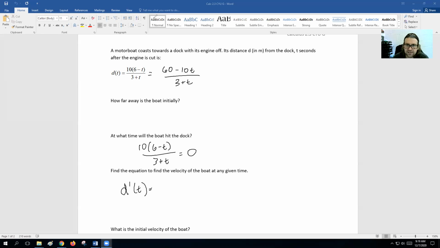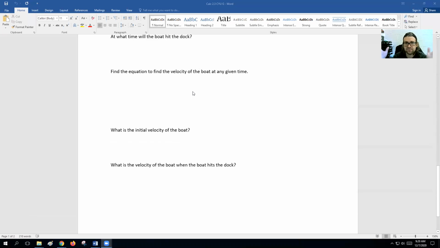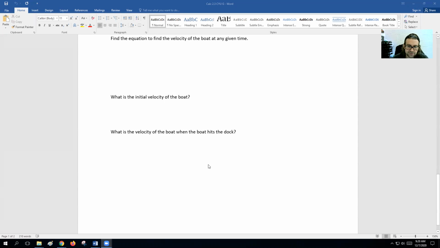The initial velocity of the boat would be, okay, once we have the derivative, you're going to plug in 0 to that equation. And it should be a negative answer because the distance is getting smaller. And what will be the velocity of the boat when it hits the dock? Well, hopefully it's super small, like nothing, but it's still got to hit the dock. So it will have a negative velocity. All you need to do is, once you know the time that you get for this answer up here, you're going to plug that number into the velocity equation.